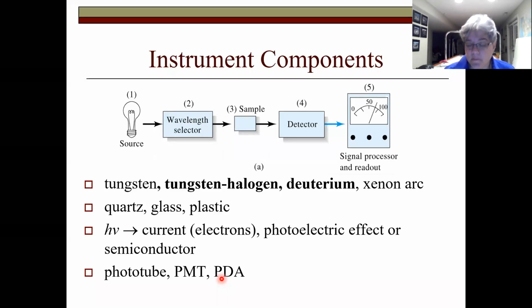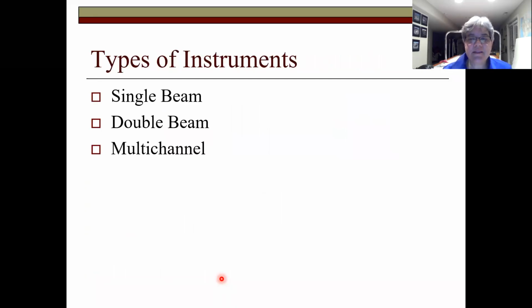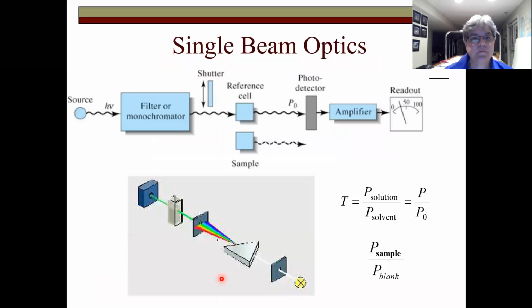All right, so lastly, for the instrument part, we want to look at the different types of instruments. There are 3 instrument types, one that's called a single beam, one that's called a double beam, and then something that's called multi-channel. All right, so for a single beam, notice I have my source and my monochromator, and then my cell and my detector. Now, remember, in an absorption measurement, we need to measure P and P0.